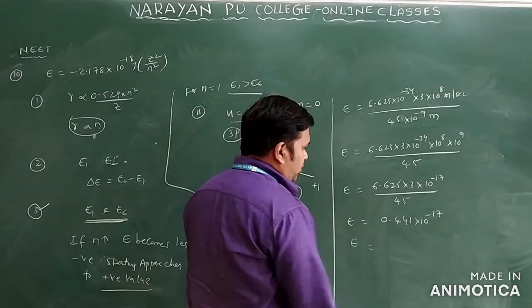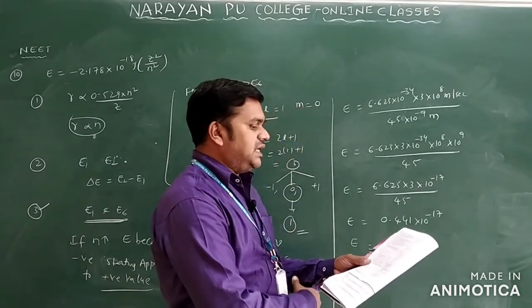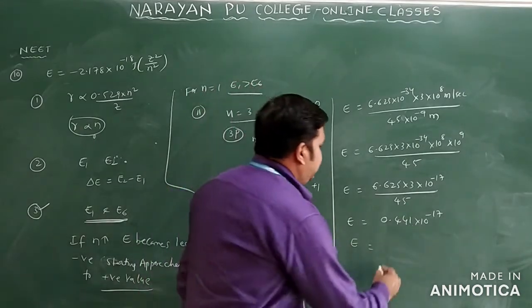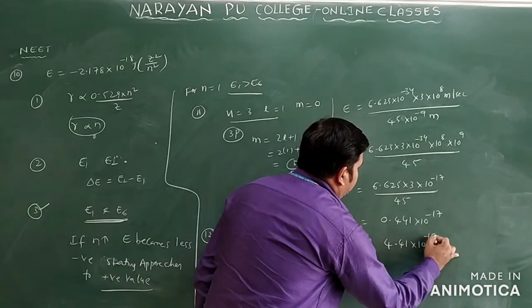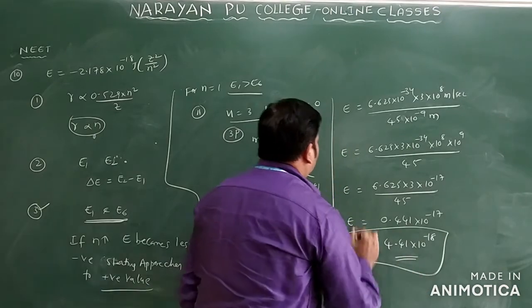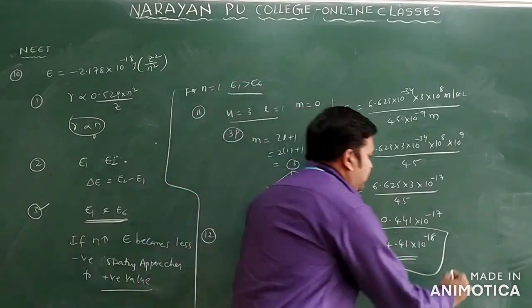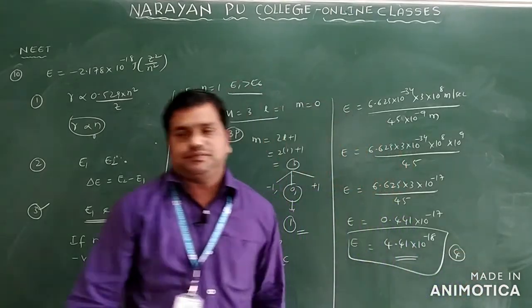So you can get 0.44 × 10^-17. You see the answers here, they give it in the form of 10^-18. I will write this one as 4.41 × 10^-18. So you see the option we have, we take option 4 for this question.